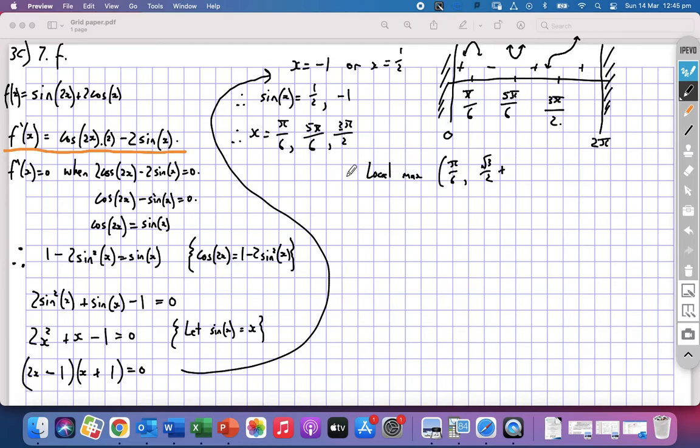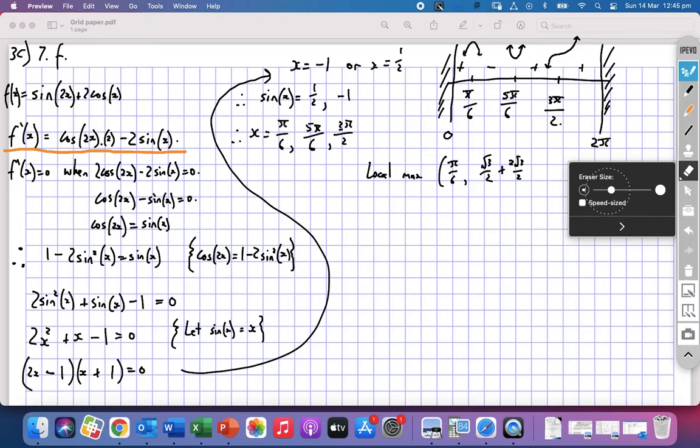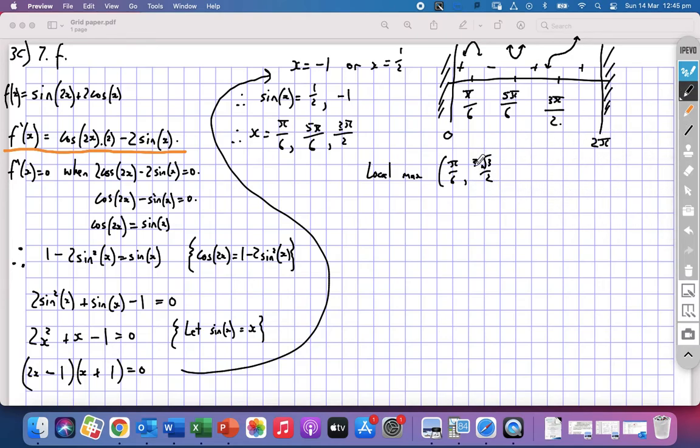plus 2 cos pi on 6. Cos pi on 6 is root 3 on 2, so it's plus 2 root 3 on 2's. That's going to make 3 root 3 on 2. Isn't it? 3 root 3 on 2, that's too small. So there's our local maximum. Woo.